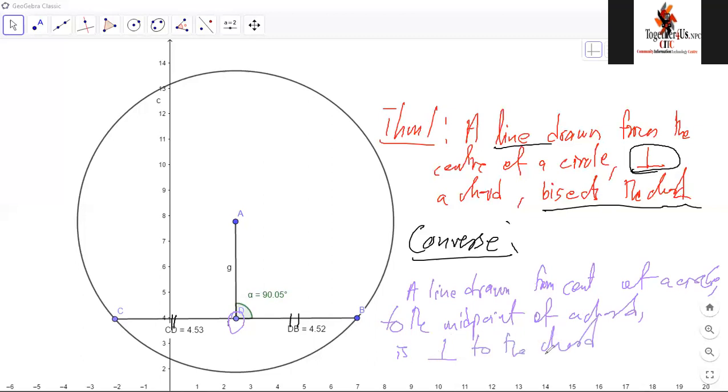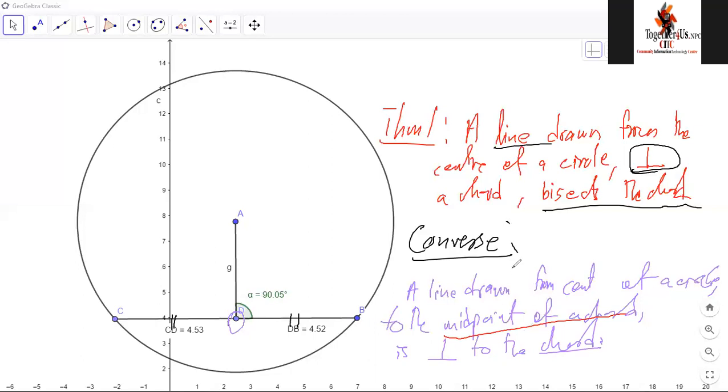So you can always use this converse. You are welcome to use it. And the point with the converse is that, well, if you have the same line and they tell you that this line actually is drawn to the midpoint of a chord, then you can conclude that, well, that line is at right angles with that chord. That's what the converse is saying. It is the reverse, guys.